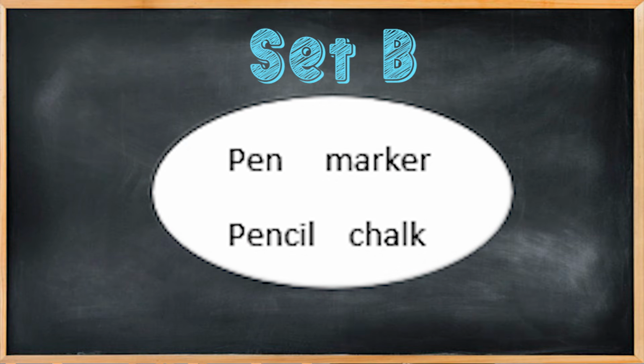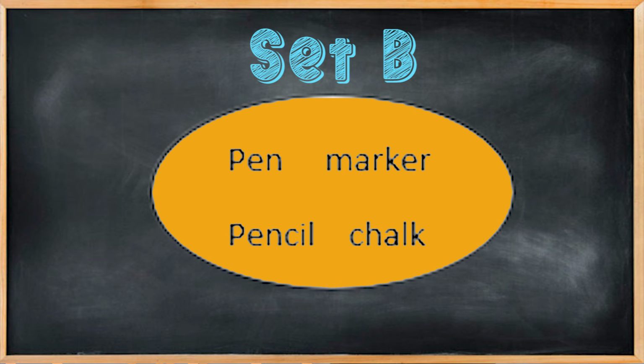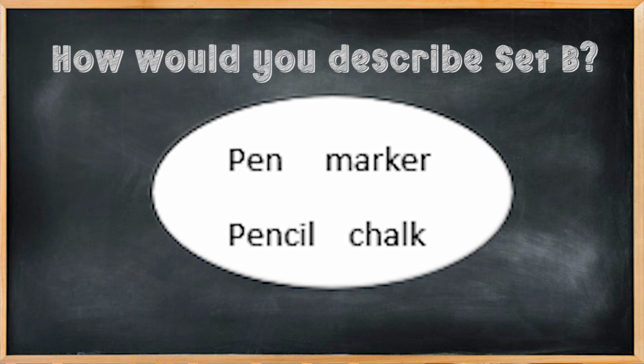For example, we have set B. Now we are familiar with set B. Set B members are pen, marker, pencil, chalk. So how would you describe set B? What do all the members of set B have in common?